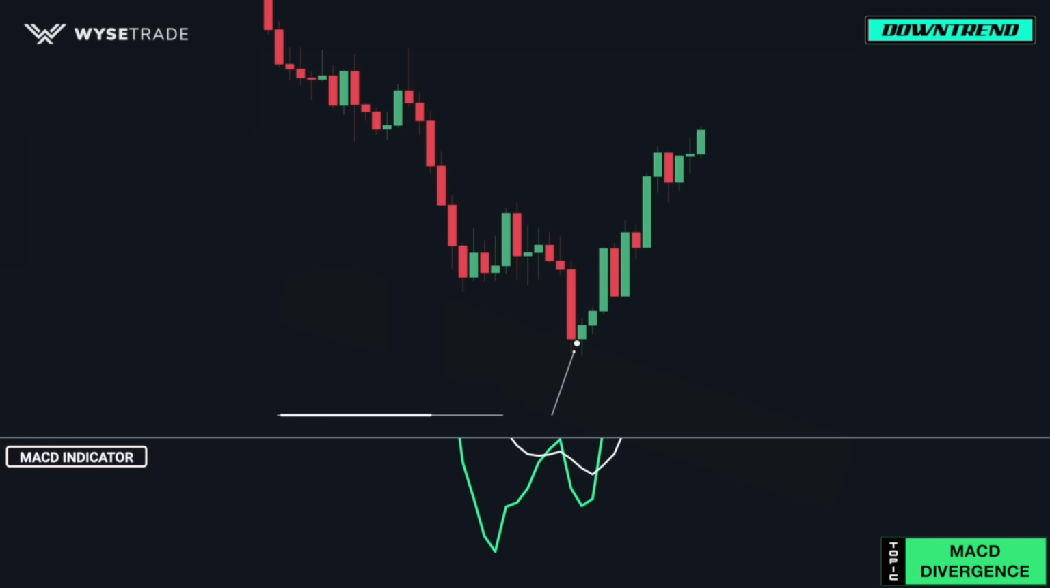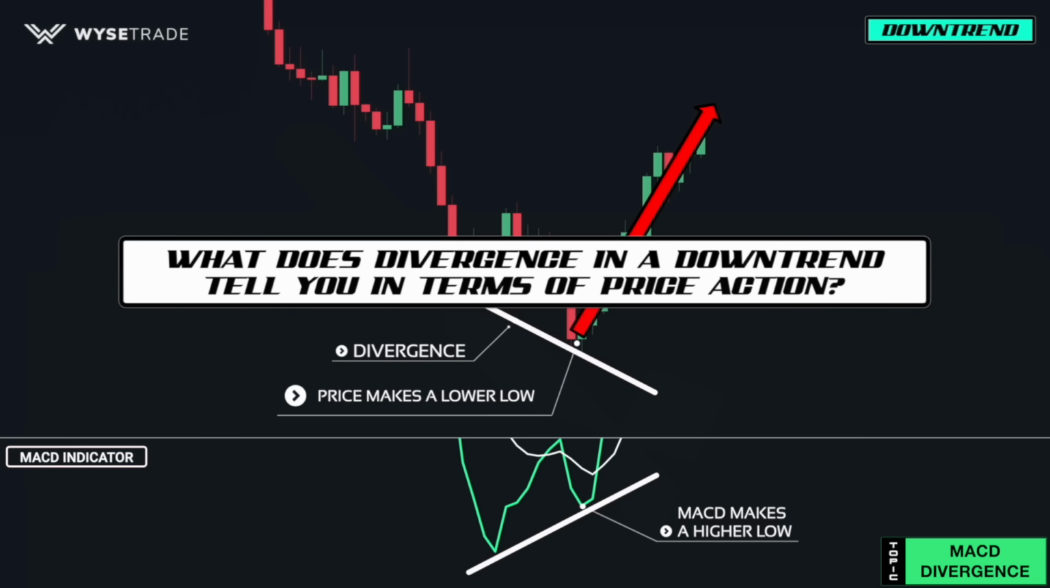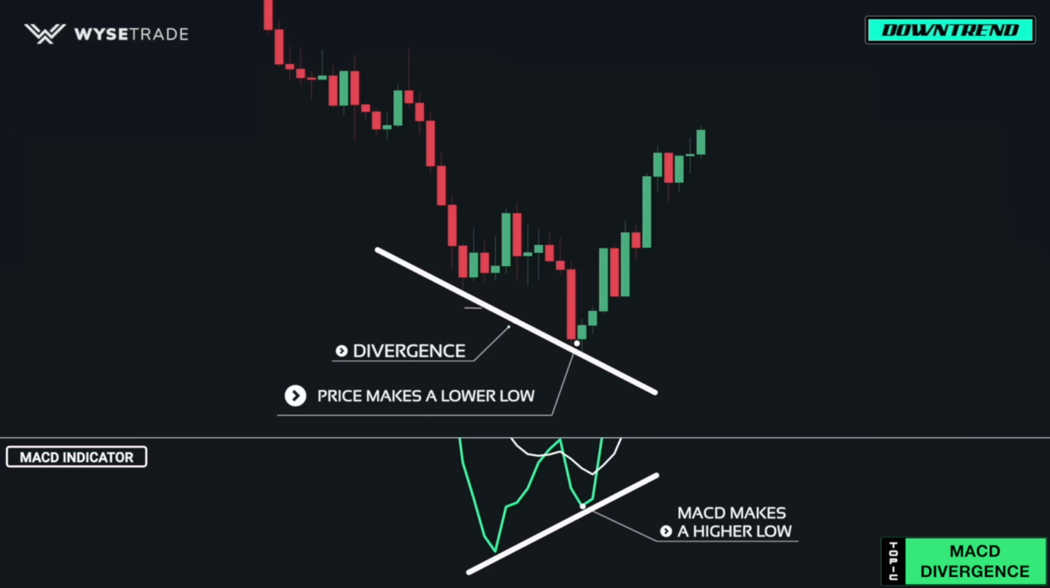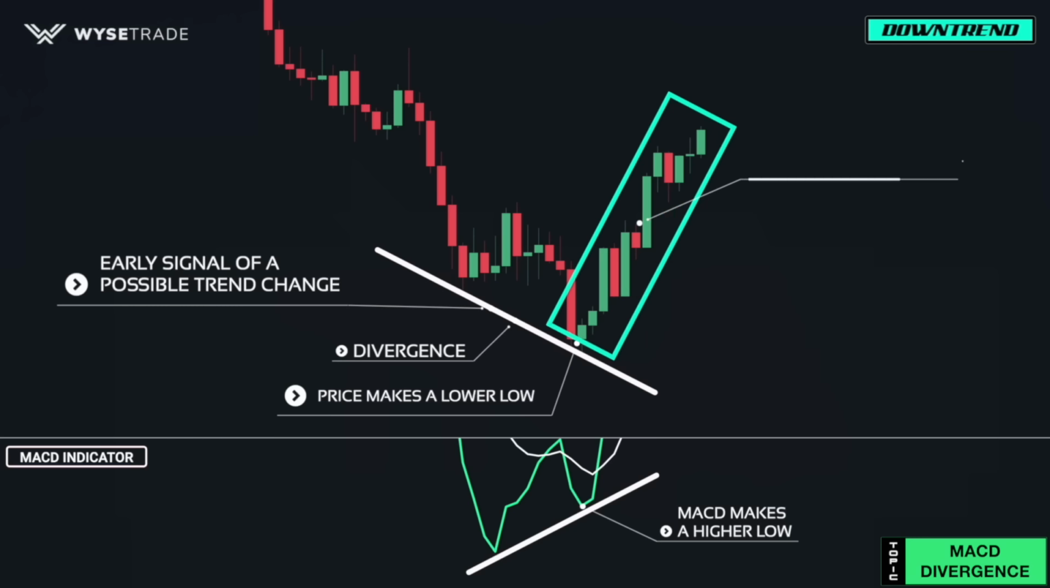So again, price makes a lower low, whereas the MACD indicator makes a higher low, which is divergence, and triggered a trend change. So what does divergence in a downtrend tell you in terms of price action? Divergence can act as an early signal of a possible trend change from a downtrend to an uptrend. Or to be more specific, it can present possible long trade opportunities.